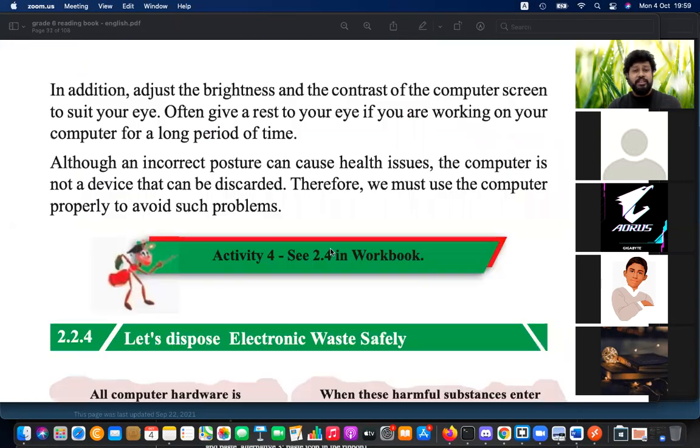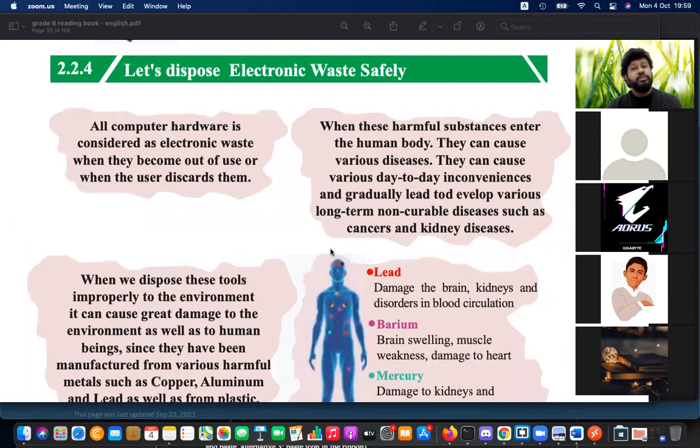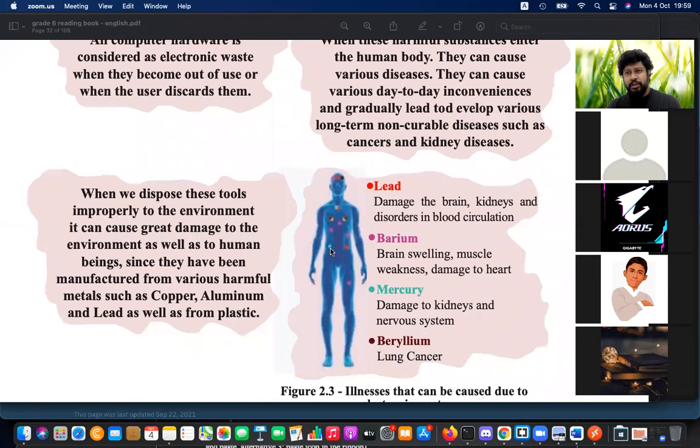And the last thing is about safer use of the computer and safe disposal of electronic garbage. Electronic garbage is the things that we have used and thrown away. So everything will become electronic garbage. My computer will become electronic garbage one day. Your computer will also become electronic garbage. Mobile phones will also become electronic garbage.